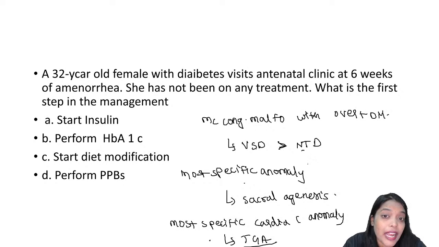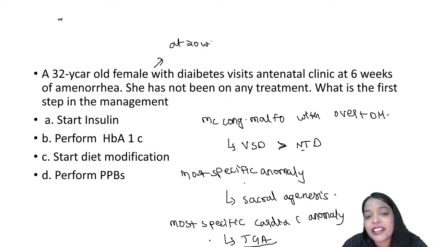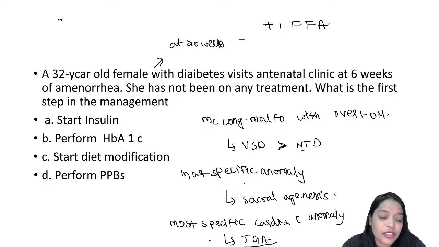And I wanted to ask you one more point here. As these overt diabetes patients have so much risk of congenital malformation, what are we supposed to do during their antenatal management? You have to do a 20 weeks targeted scan, that is the TIFFA scan, targeted imaging for fetal anomalies. At 20 weeks, you are supposed to do targeted imaging for specific anomalies. It's also called a level 2 scan.